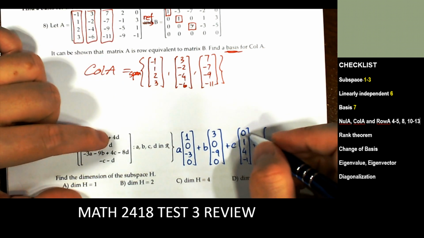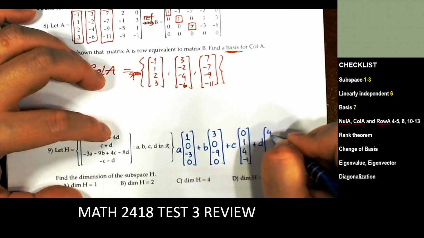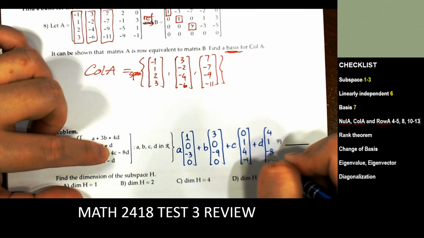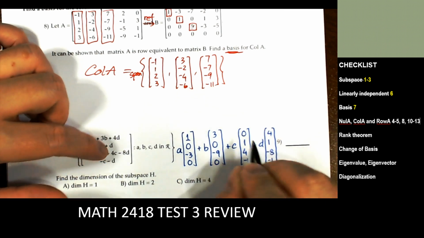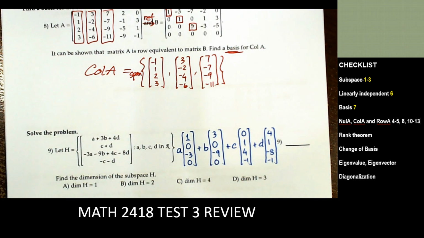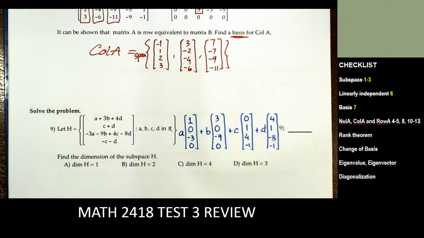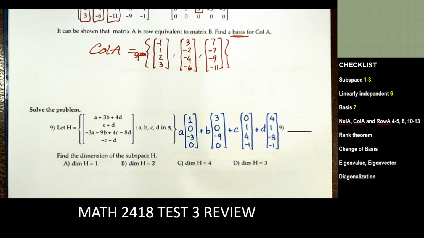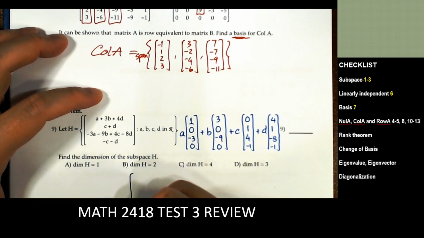And then D: 4, 1, -8 and -1. Even though it is generated by 4 vectors, that doesn't mean that the dimension will be 4. So what we have to do is just put these vectors in a matrix and do the reduced row echelon form.